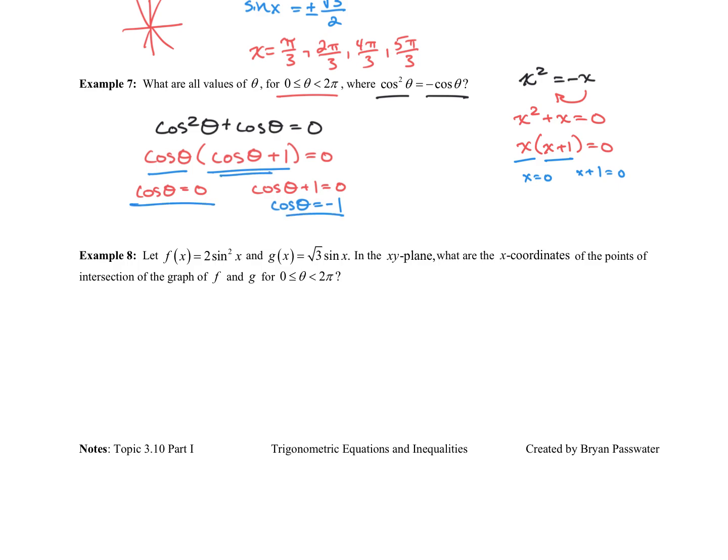All right, and so now we have to evaluate. So when does cosine equal 0? At pi over 2. When else? At 3 pi over 2. All right, and so then when does cosine equal -1? At pi. All right. And so those are my answers on that one because I have a restriction from 0 to 2 pi.